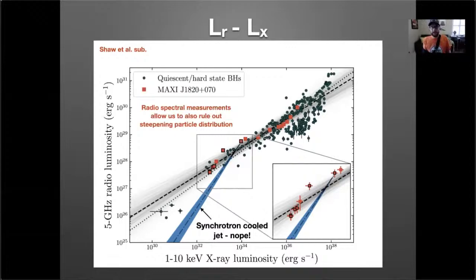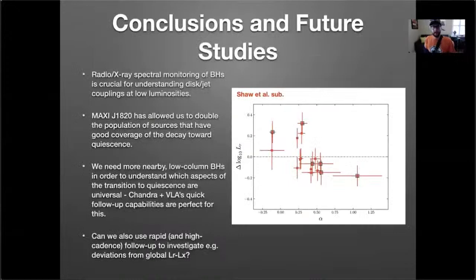So where does this leave us? Well, hopefully I've shown you that radio X-ray spectral monitoring of black holes is crucial for understanding disk-jet couplings at low luminosities. And MAXI-J1820 is only the second source that has good coverage of the decay toward quiescence in both X-rays and radio. The reason for this is that MAXI-J1820 is a nearby, fairly low column black hole, which means it's a lot brighter because it's closer to us.